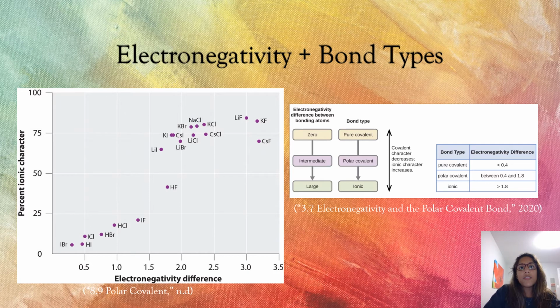At the very left of the graph, we can see covalent bonds, and this is because the electronegativity difference is small. And as we move right across the slide, we can see increasing ionic character as electronegativity difference increases. And this is our intermediate value, and over here we have our ionic bond types.